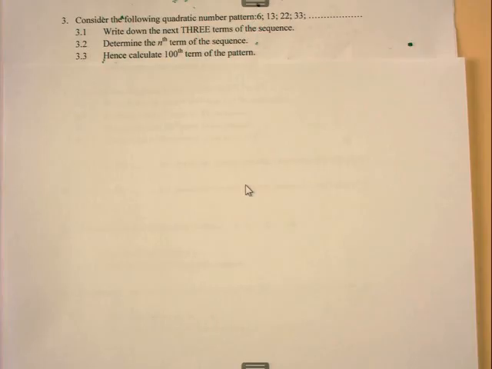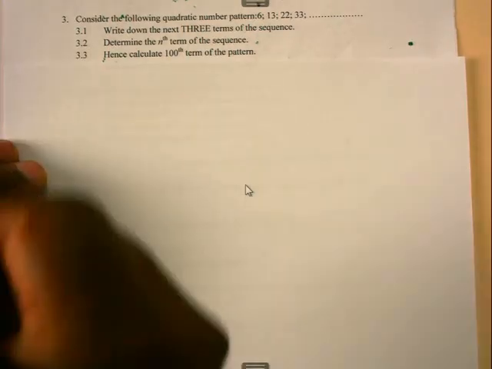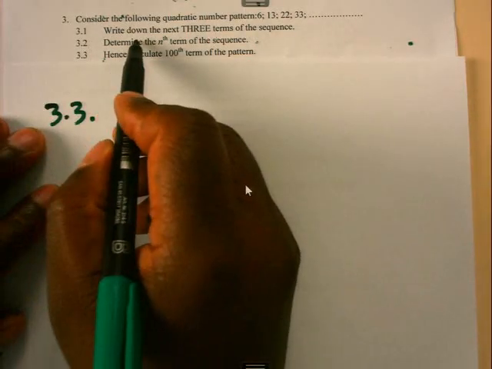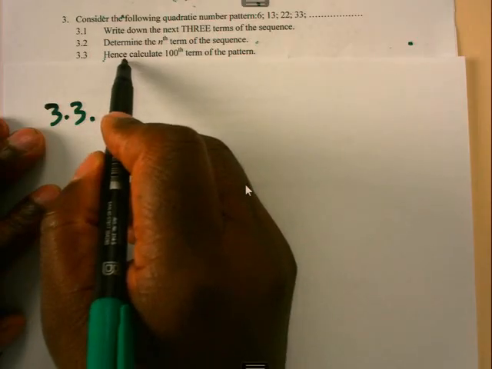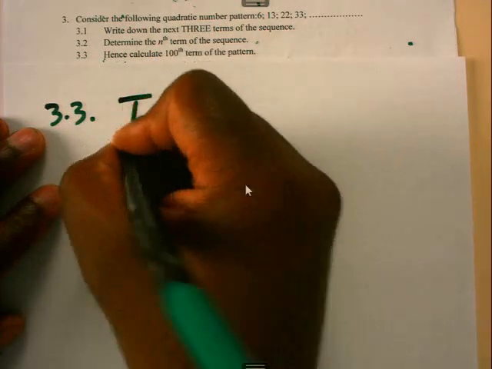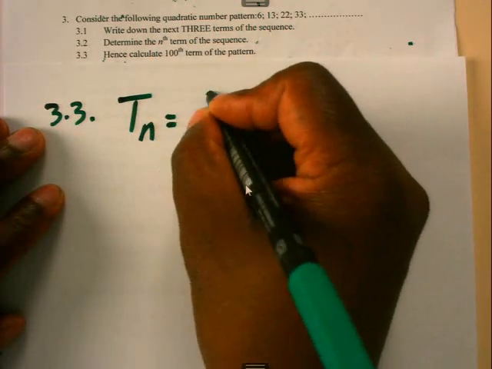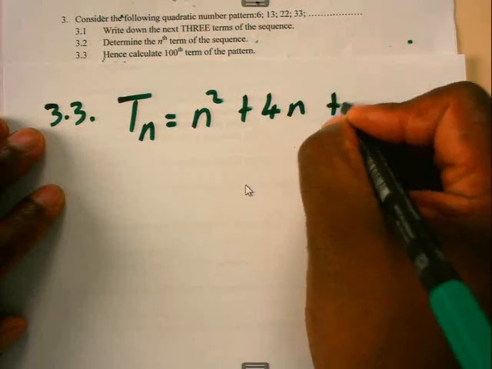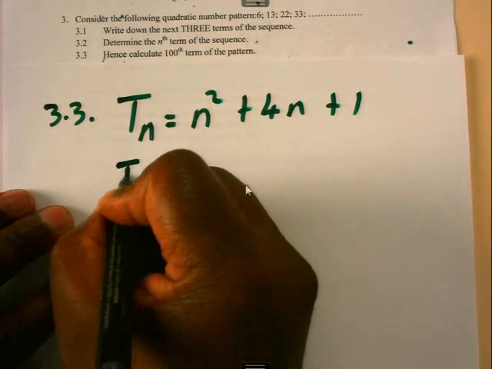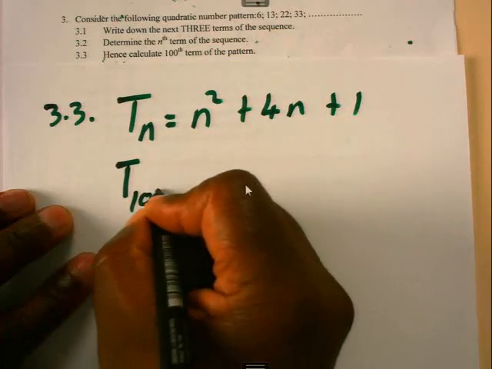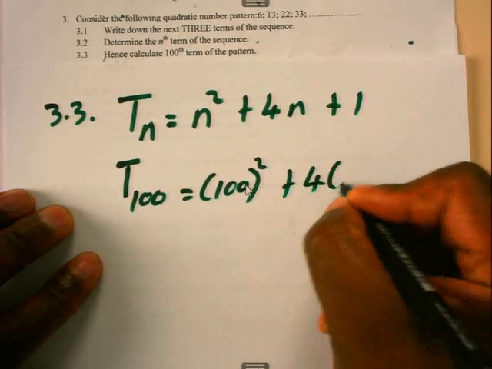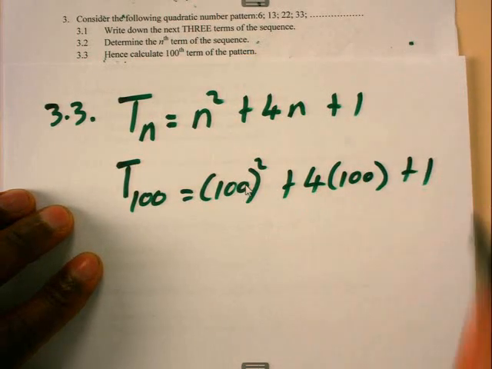Check 3.3. 3.3 states, hence calculate the 100th term of the sequence. Hence, the solution that you've already got, use it here. So the word hence means use the solution you got in 3.2 to solve 3.3. And in 3.2, we have the nth term as n squared plus 4n plus 1. So the question states, determine the 100th term of the sequence, term number 100. So it means you substitute n by 100.